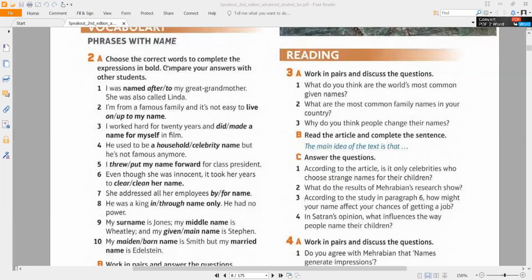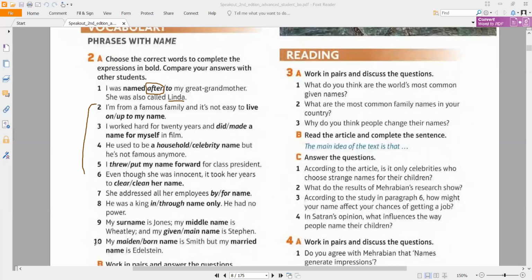You will find it in question 2A, and here you'll have two options. For example, I was named after my great grandmother. I would say "I was named after," which means someone is naming someone after someone. We do this a lot in the Arab countries. So she was called Linda, and the girl's name who is talking is Linda too. This is the meaning of named after someone.